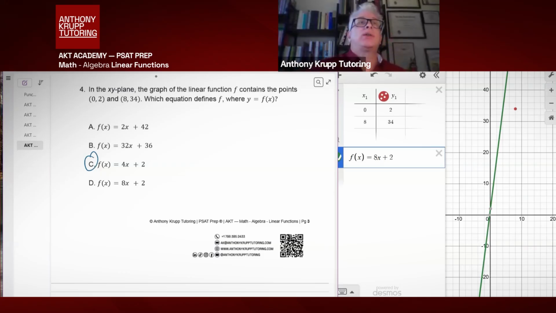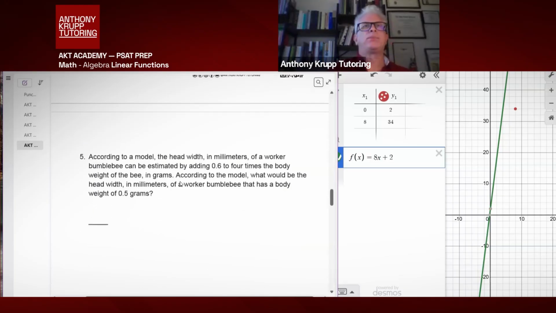They gave you points. So put the points on Desmos. And in this case, we didn't really need to find the equation. Just try them out. No big deal.